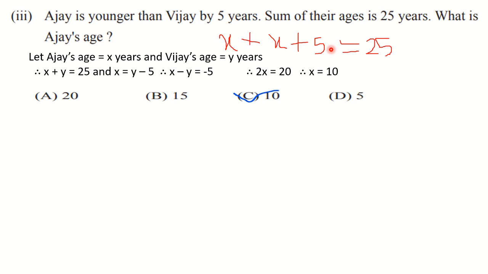Even you can solve orally. See, you have to find two numbers where the sum is 25 and difference is 5. So easily you can make out that the two numbers are 10 and 15. So smaller number is 10 and the bigger number is 15. Ajay is younger, so we want the smaller number. Therefore the answer is 10.